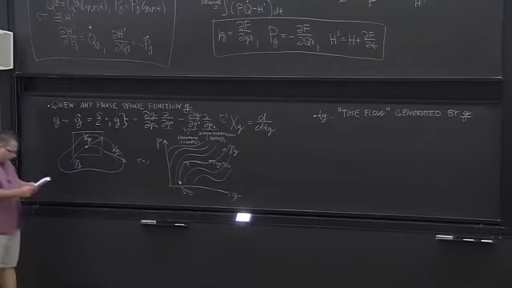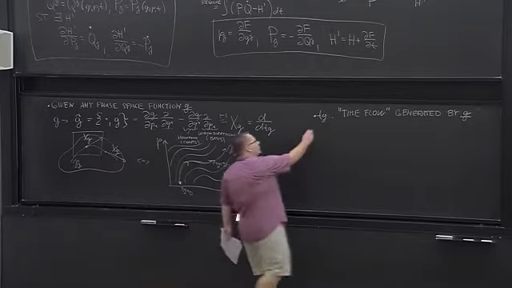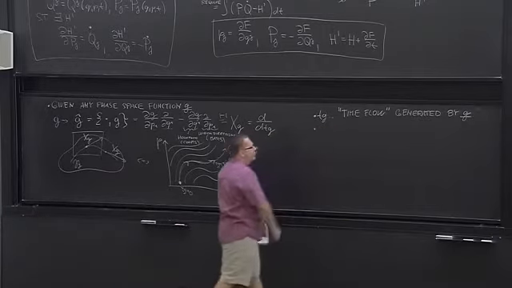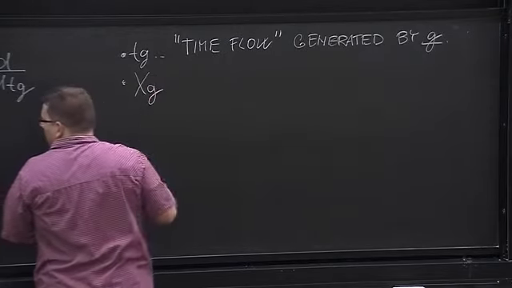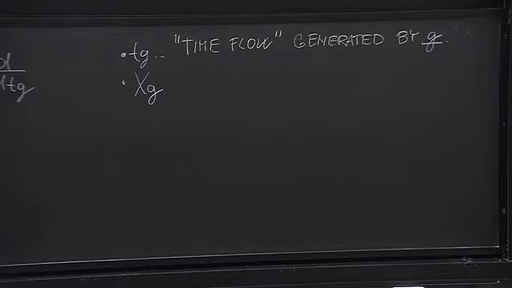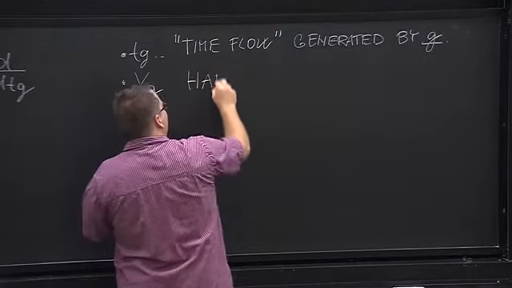Okay. So more terminology. So the flow is just the time flow, and then the corresponding vector field, which actually lives on this configuration space, has its own name. In honor of Hamilton, it's called the Hamiltonian vector field.